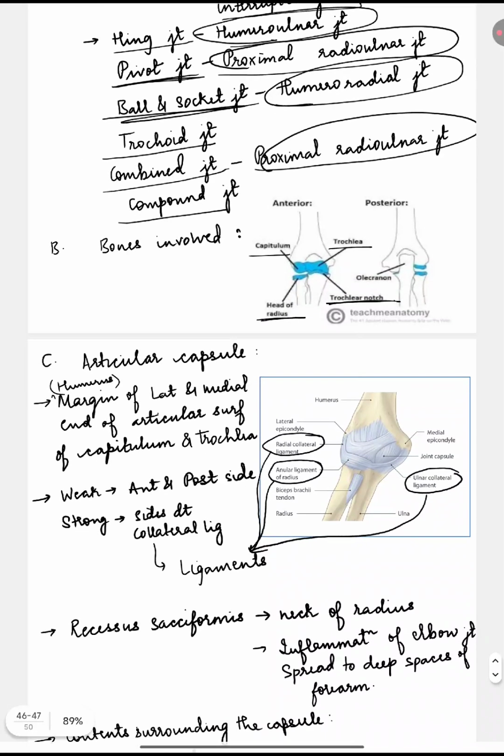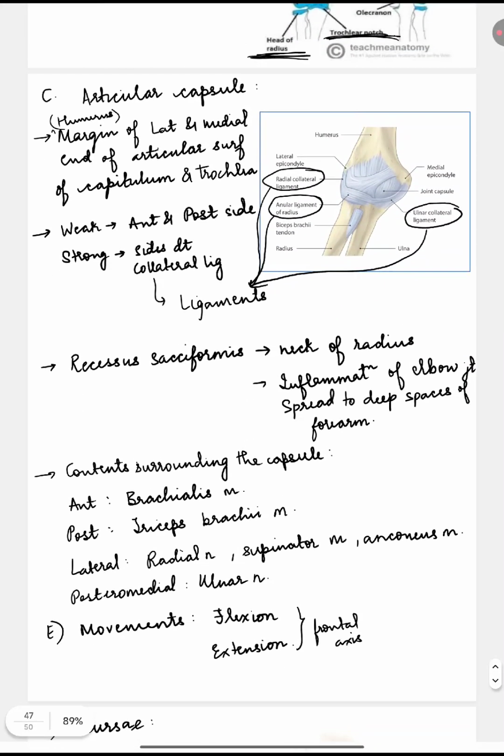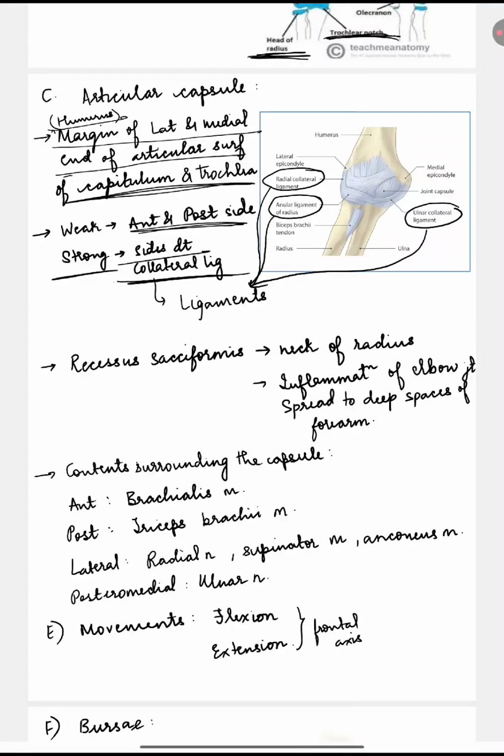Bones involved are the capitulum, trochlear notch, head of radius. Articular capsule: attached to the humerus at the margin of the lateral and medial epicondyle, or the lateral and medial end of the articular surface of the capitulum and trochlea. It is weak at the anterior and posterior side but strong at the sides due to the collateral ligaments.